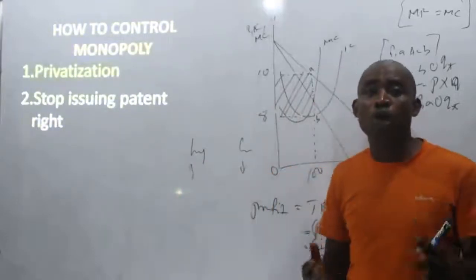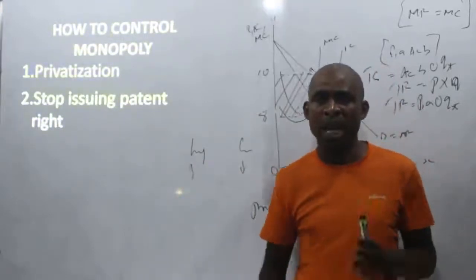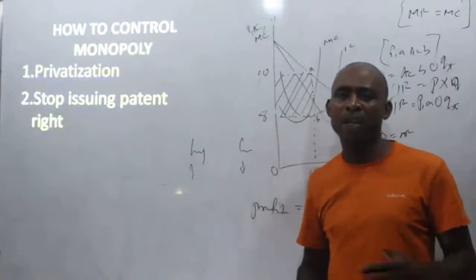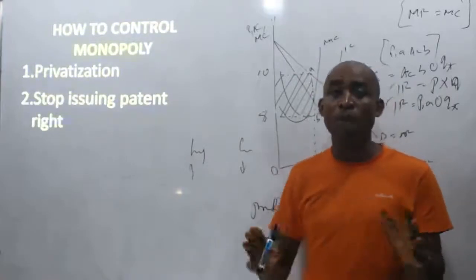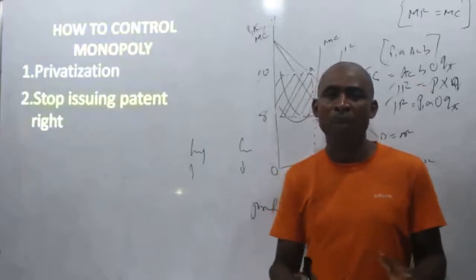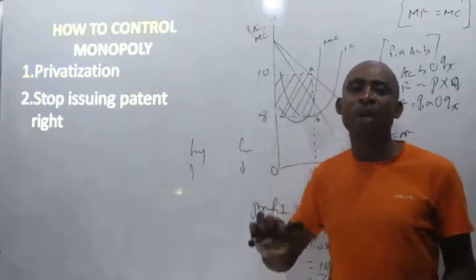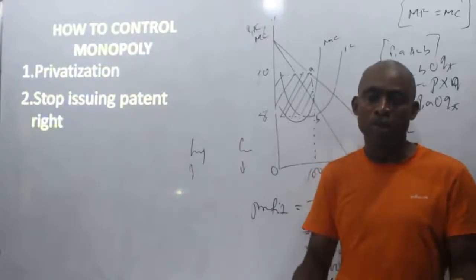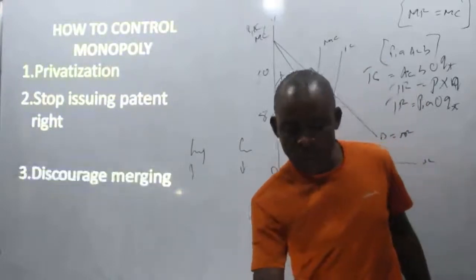Then the next one is the government should stop issuing patent rights. Like I said earlier, patent right is the right given to an inventor so that he can be the only person producing that commodity. The government should discourage that. No patent right should be given. Whatever you invent, others can come in and produce such commodities so that there can be competition.